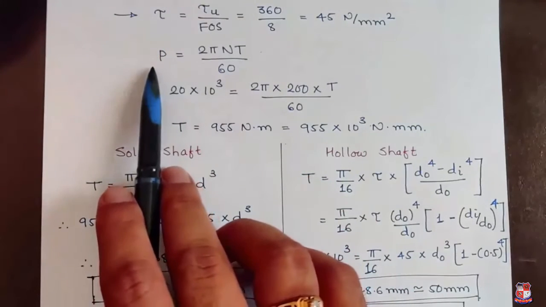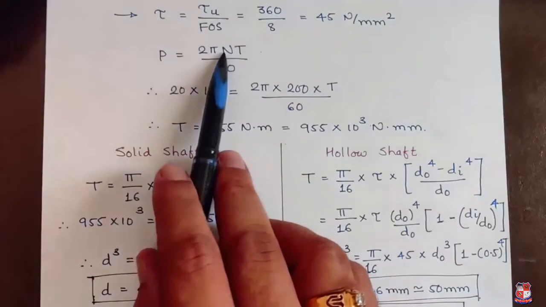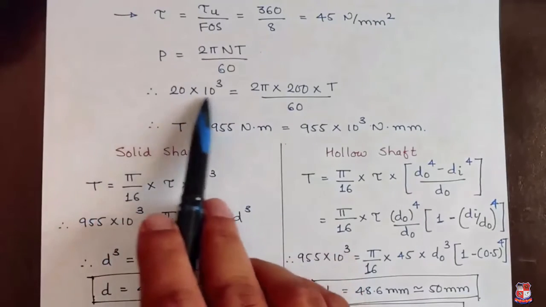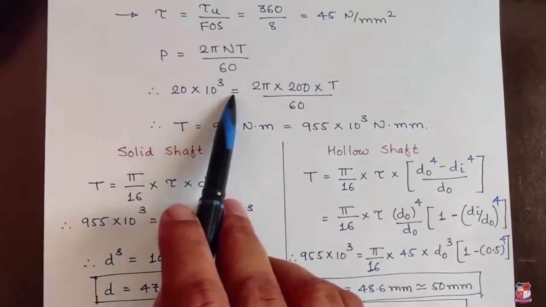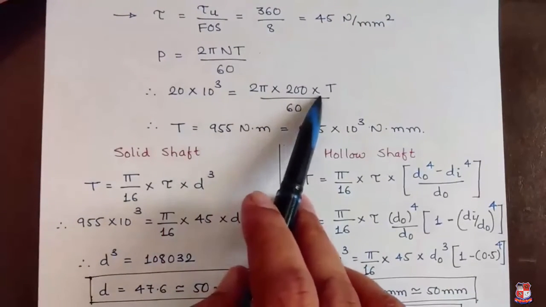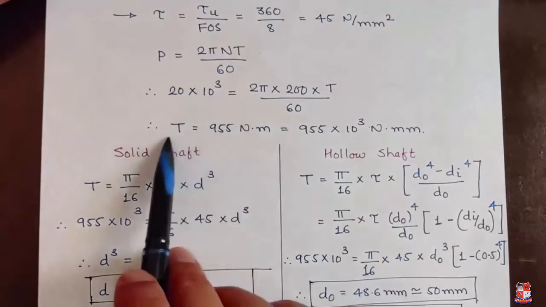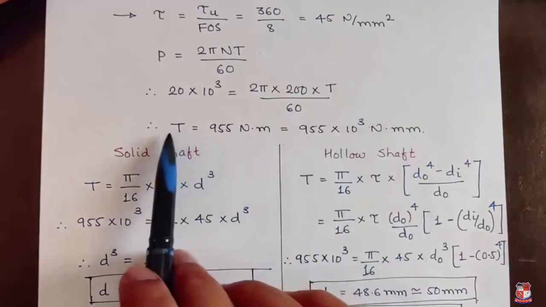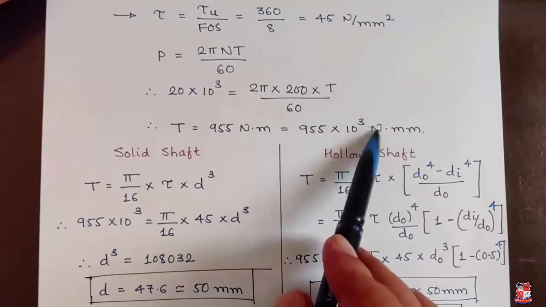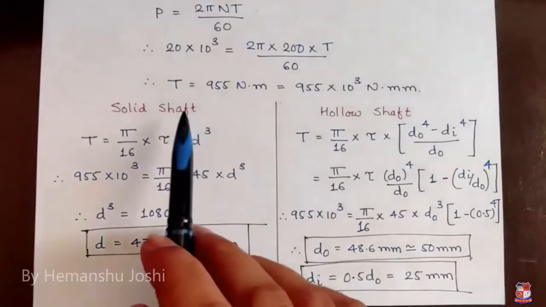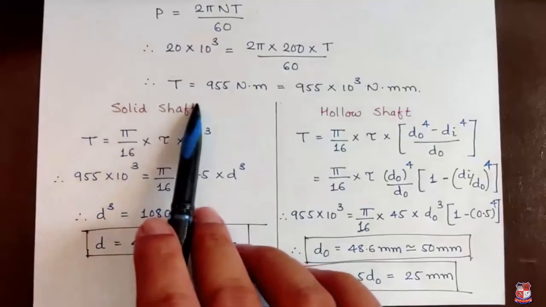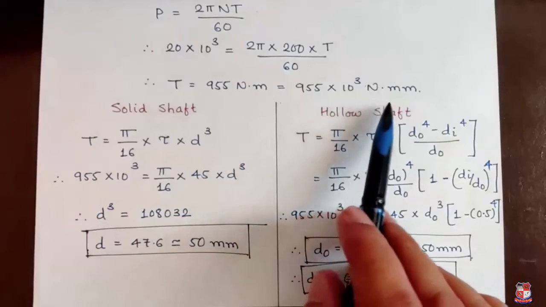Now next, here power and N are given. So we have to find out torque with this equation. Power 20 × 10³ = 2π × RPM 200 × torque T / 60. By solving this equation, we will get torque = 955 × 10³ Newton mm. For this particular value of torque, we have to find out the diameter of a solid shaft and diameters of hollow shaft.